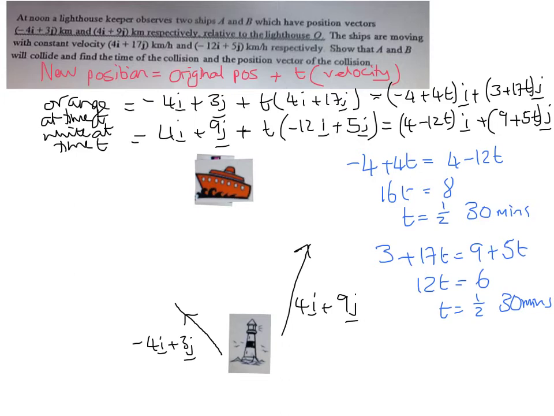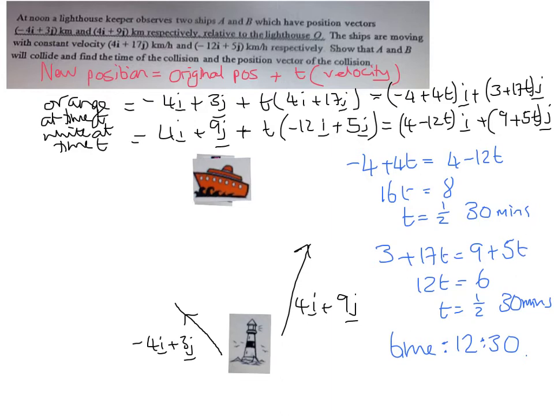Well, the time of the collision isn't 30 minutes. We started at noon, so the time of the collision would be 12:30. Okay. And the position vector of the collision. Oh, I want to know where the crash site's going to be. Well, the crash site, two ways of thinking about it.